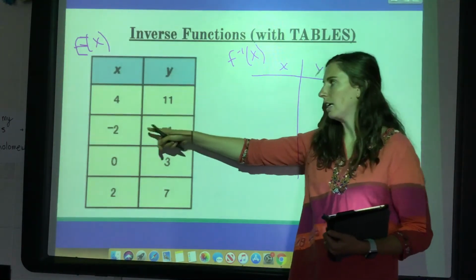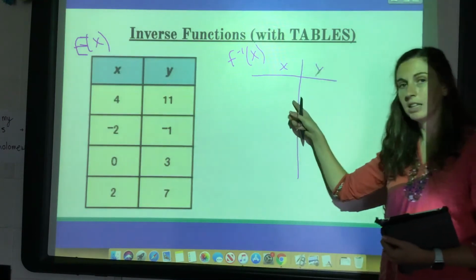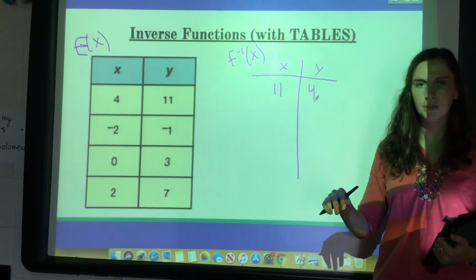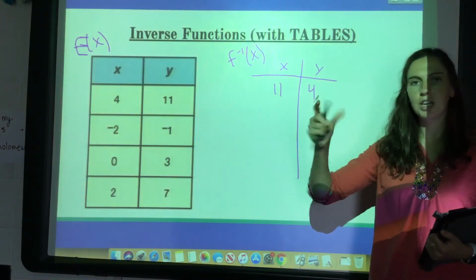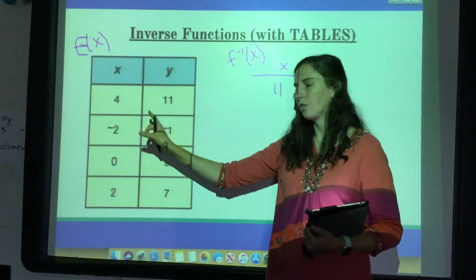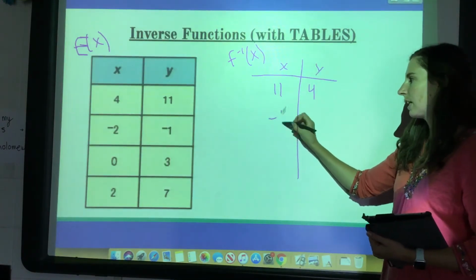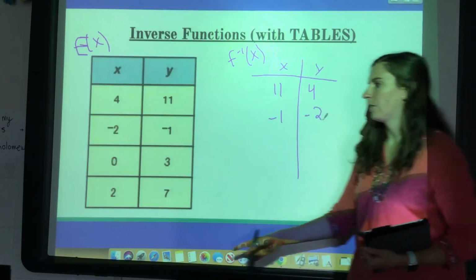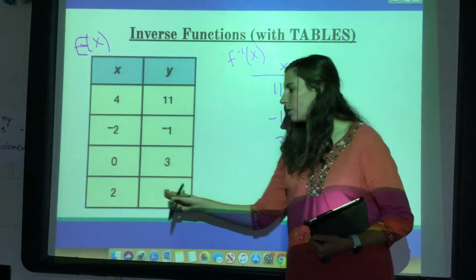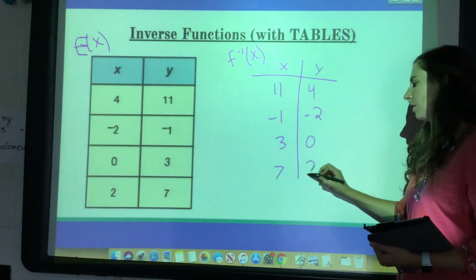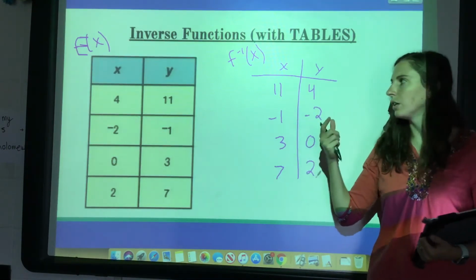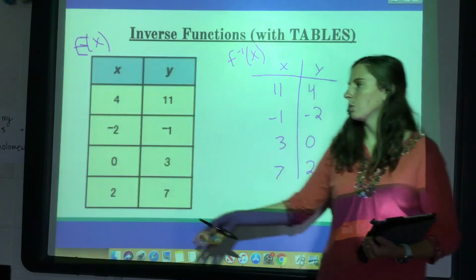If this function has (4, 11), then this function has (11, 4). Just flip them. Don't make it negative. Don't get crazy. Just change x and y. So if this one has (-2, -1), we'll flip them. The inverse has (-1, -2). If this one has (0, 3), this one has (3, 0). And if this one has (2, 7), this one has (7, 2). That's all there is to tables. You just flip the x and y values. So this would be our function f. This would be its inverse.